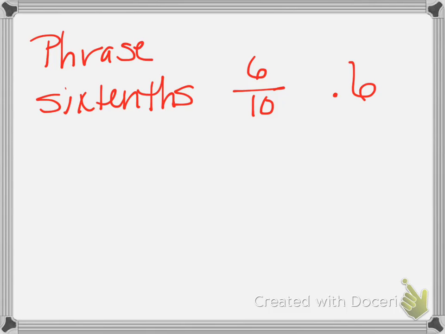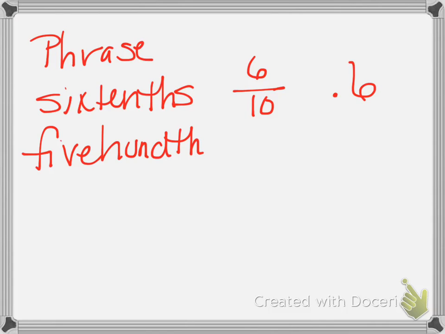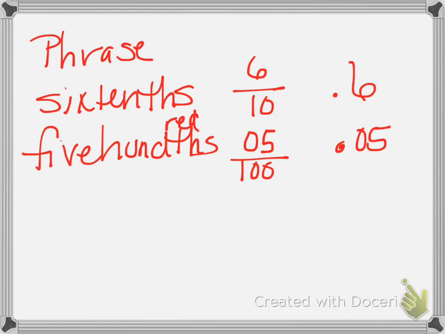The next one, you have 5 hundredths. As a fraction, 5 hundredths is going to be 5 over 100, and as a decimal, it's going to be 0.05, and that is 5 hundredths.